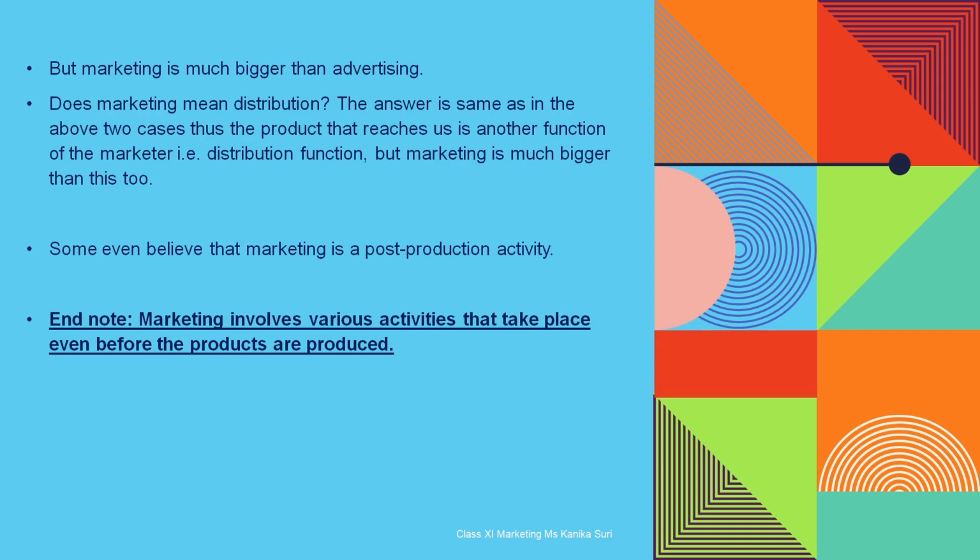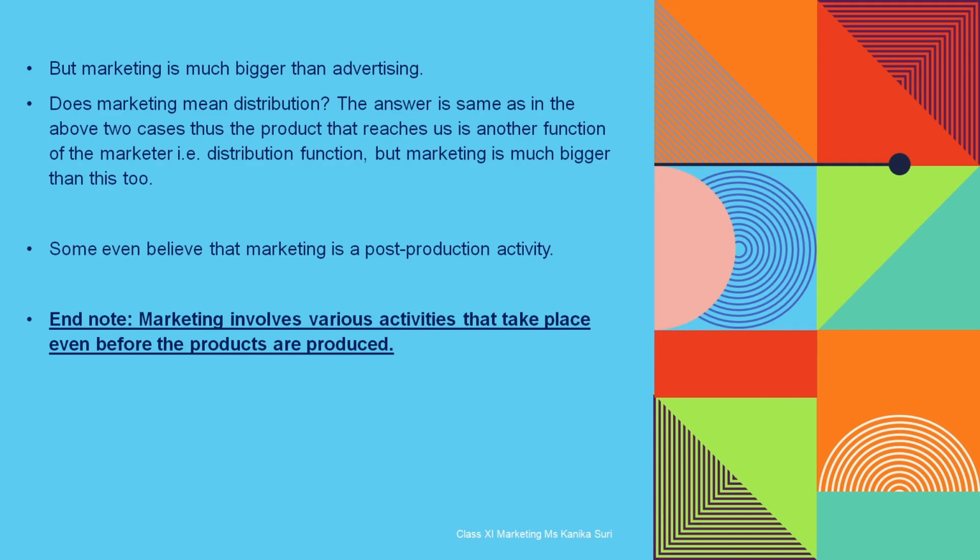So when we come to the end note, it says that marketing involves various activities that take place even before the products are produced. Just 2 minutes ago, I told you this thing that marketing starts way before selling does. So even before a product is launched in the market, we have seen various campaigns, various ads of the product, or various discussions about a product which has not yet even been launched, not even yet been produced, but still its marketing has started.